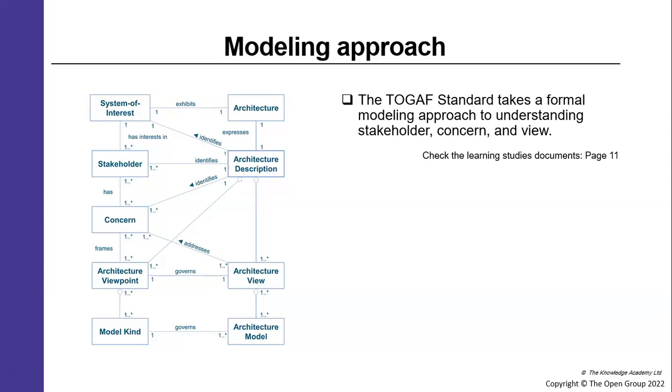Modeling approaches. I'm still, sorry, could you repeat the last two sentences? From architecture exhibits system of interest. What exactly is this diagram trying to showcase?